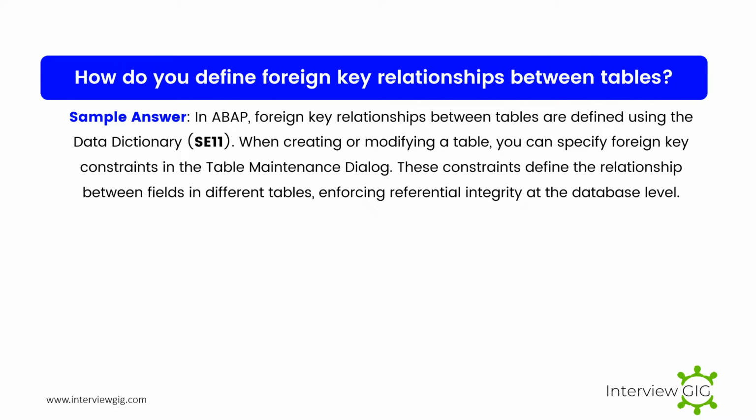How do you define foreign key relationships between tables? In ABAP, foreign key relationships between tables are defined using the data dictionary, SE11. When creating or modifying a table, you can specify foreign key constraints in the table maintenance dialog. These constraints define the relationship between fields in different tables, enforcing referential integrity at the database level.